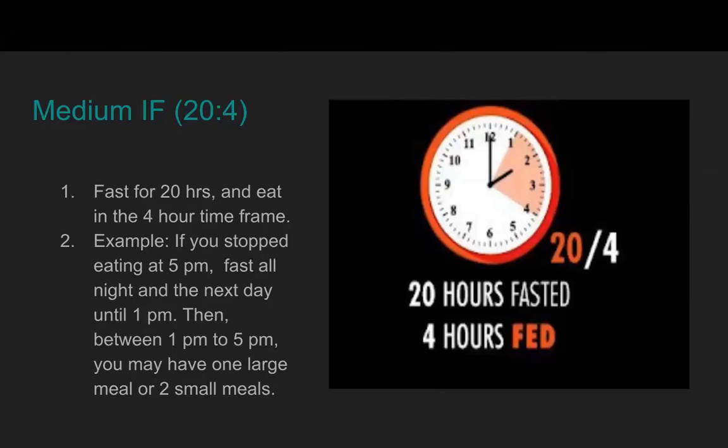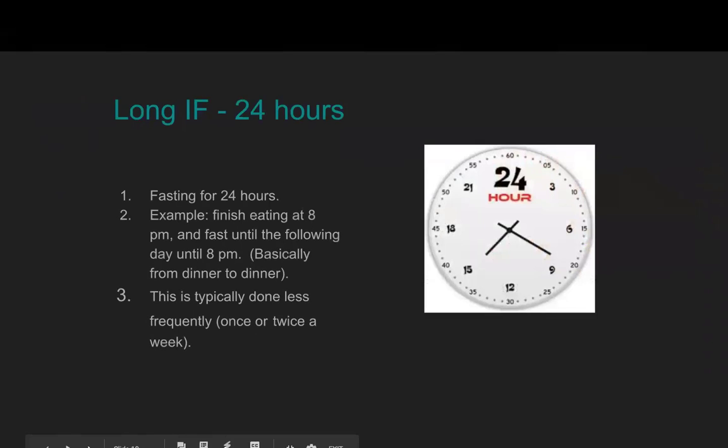And then we have the long one, which is the more aggressive 24-hour fast. And again, as an example, the same example we used before. Say you finished eating dinner tonight at 8 p.m. You would not eat anything the rest of the evening, overnight. You skip breakfast and lunch the next day, and you would eat dinner tomorrow at 8 p.m. So basically you're eating 24 hours later.